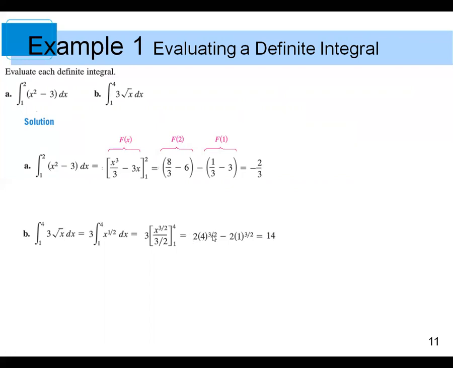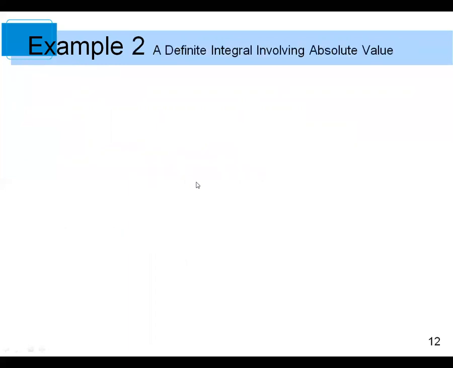Now remember, 3/2 power. When you have a fractional exponent, the numerator is the power and the denominator is the root. So it's like you're going to cube it and take the square root, or you can take the square root and cube it. So the square root of 4 is 2, cubed is 8, times 2 would give you 16. And 1 to the 3/2 power is just 1, because whether you root it or exponentiate 1, you still get 1. So times 2 gives you 2. So 16 minus 2 gives you 14.